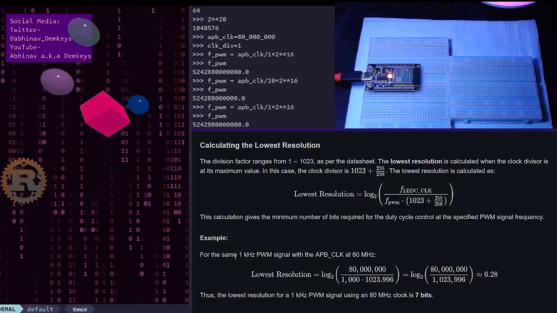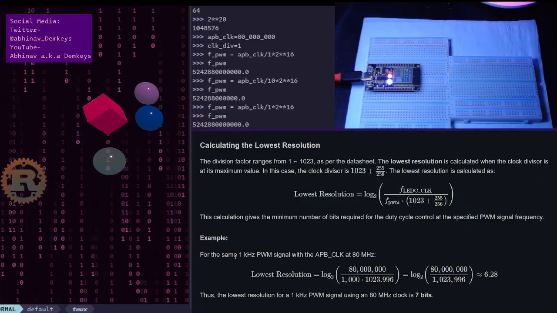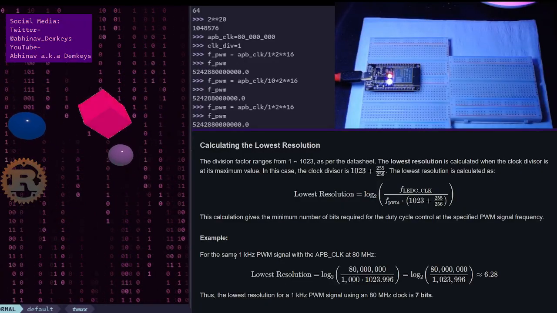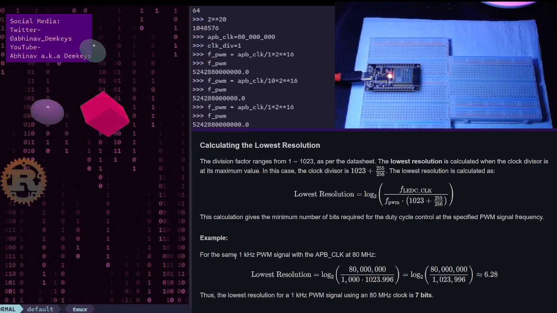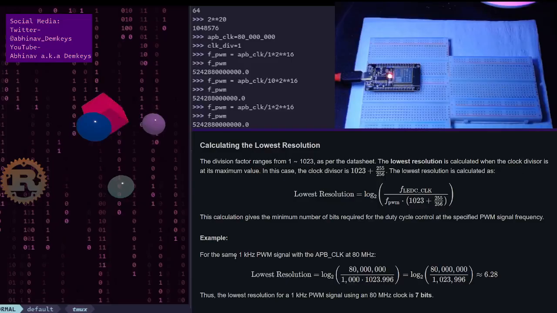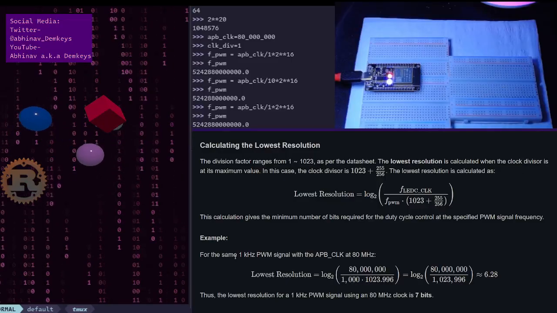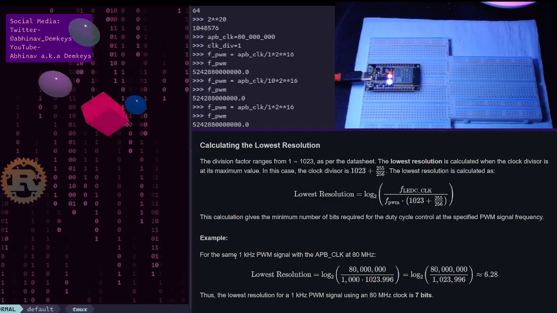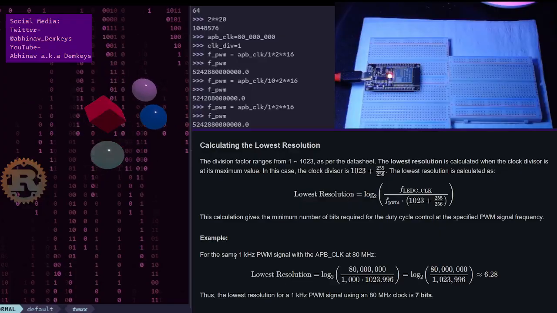This calculation gives the minimum number of bits required for a duty cycle control at the specified PWM frequency.